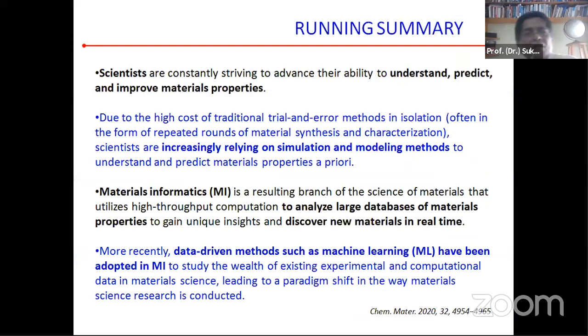So the running summary, basically, is that scientists are constantly striving to advance their ability to understand, predict, and improve materials properties. That's the objective. Due to the high cost of traditional trial and error methods in isolation, scientists are increasingly relying on simulation and modeling methods to understand and predict materials properties a priori. Materials informatics is a branch of the science of materials that utilizes high throughput computation to analyze large databases of materials properties to gain unique insights and discover new materials in real time. More recently, data-driven methods such as machine learning have been adopted in materials informatics to study the wealth of existing experimental and computational data in materials science, leading to a paradigm shift in the way materials science research is conducted.